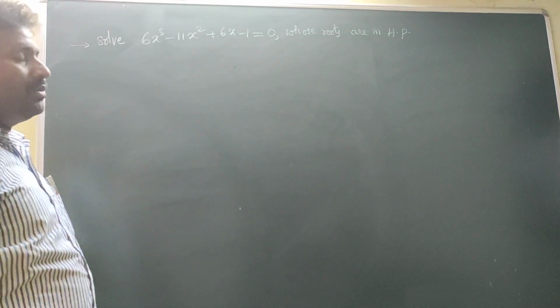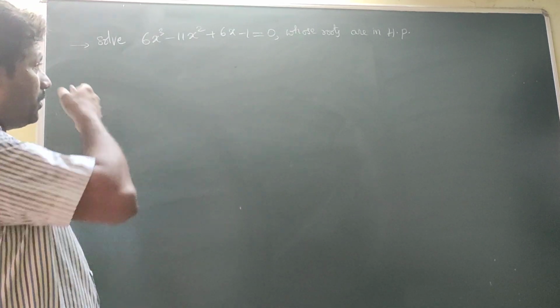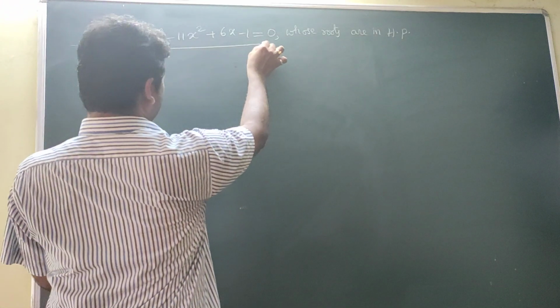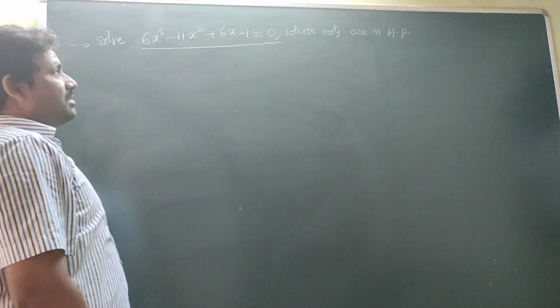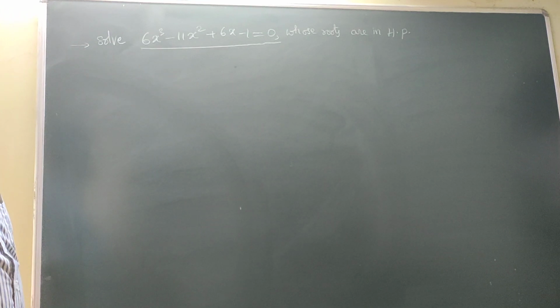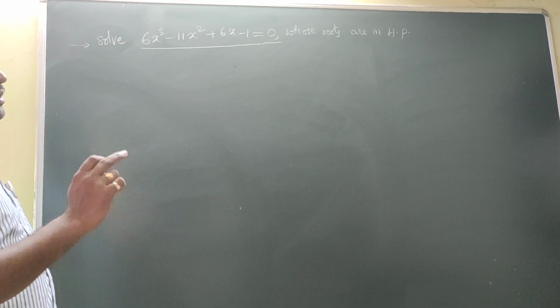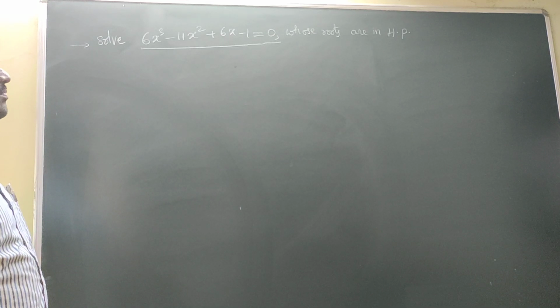Right. Okay, students, see this problem. Solve the equation 6x³ − 11x² + 6x − 1 = 0 whose roots are in HP. In the previous problems, the roots are in AP, the roots are in GP. In this problem, the roots are in HP.